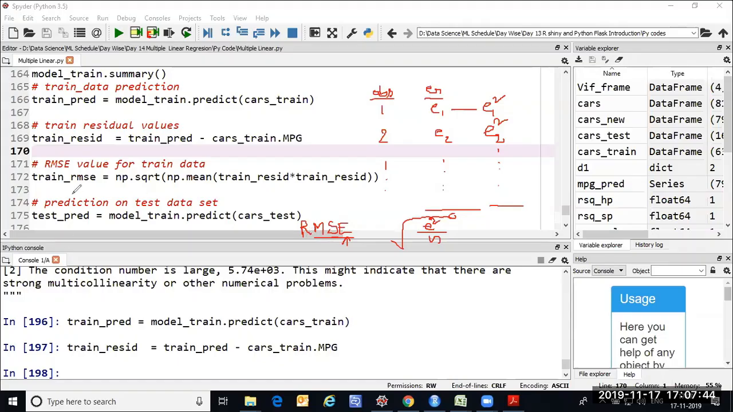So we are capturing this RMSE value on the errors we got on the training data for the model we built using training data. Am I clear? Online folks? Am I clear, friends?